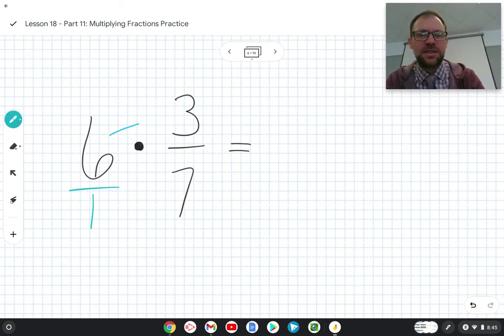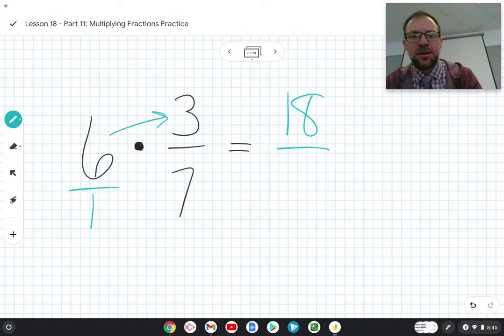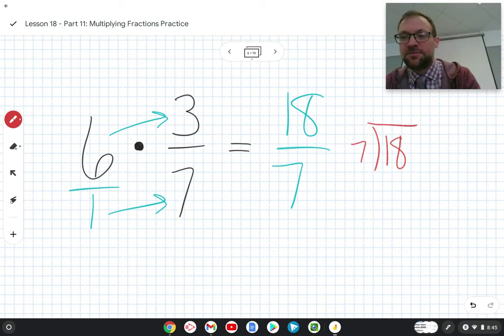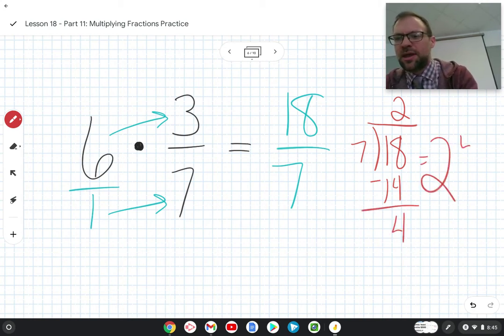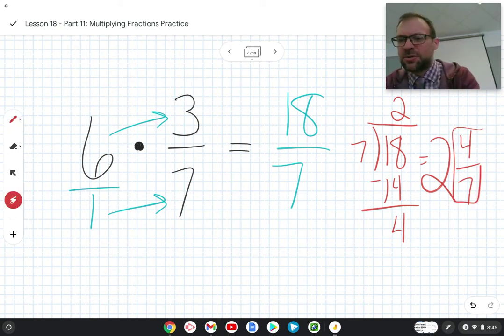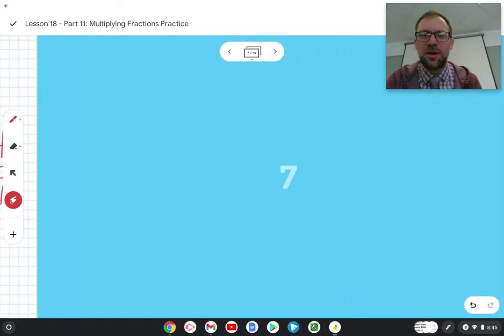Let's do that. 6 times 3 is 18. 1 times 7 is 7. And here, for the first time today, we have an improper fraction as our answer. And so we must convert that into a mixed number. And we do that by dividing. 18 divided by 7. Let's see, that's 2 times 7 is 14. There's 2 7s and 18 with 4 left over. So we get 2 and 4/7 as our final answer. Let's check to make sure the fraction part is in simplest form. 4/7 is in simplest form. Let's go on to another problem.